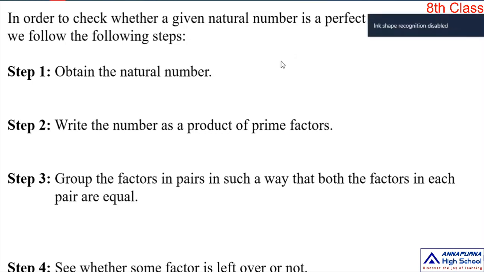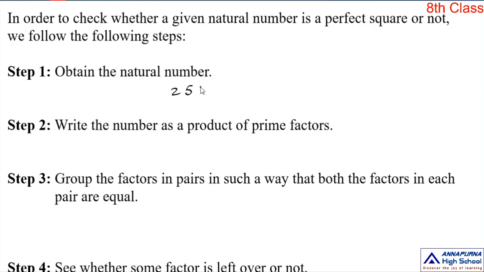Here are the steps we follow for verification of whether a given number is a perfect square number or not. Okay, so first step, obtain the natural number. Let us take any one natural number, 256.